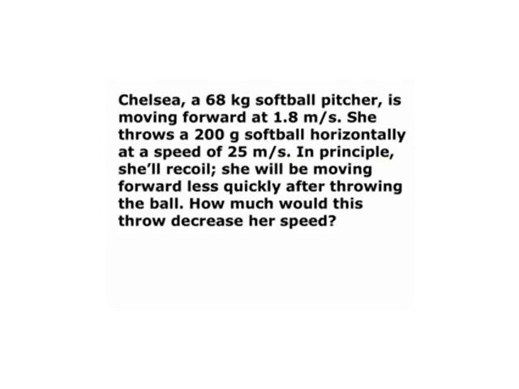Let's take a look at the important information in this problem. Okay, Chelsea has a mass of 68 kilograms. The softball has a mass of 200 grams. Chelsea's initially moving forward at a speed of 1.8 meters per second, and she throws the ball at 25 meters per second. And what we're looking for is this. In principle, she recoils when she throws the ball. And the question is, how much would the throw decrease her speed? That's what we're trying to answer.